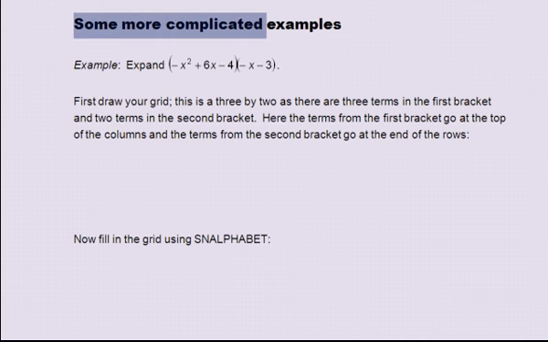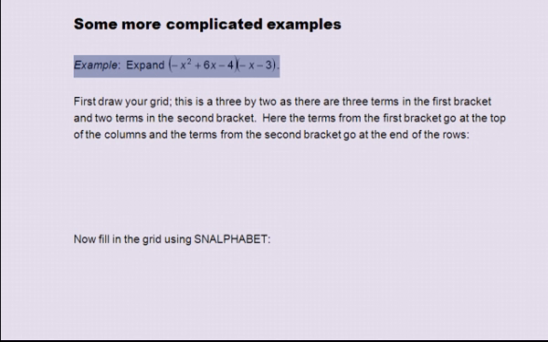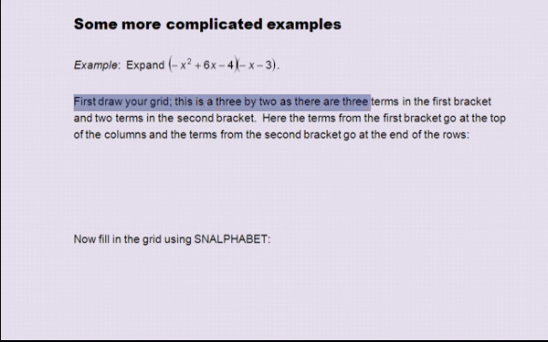Some more complicated examples. Let's try this example. Expand minus x squared plus 6x minus 4 all multiplied by minus x minus 3. First, draw your grid. This is a 3 by 2 as there are 3 terms in the first bracket and 2 terms in the second bracket.